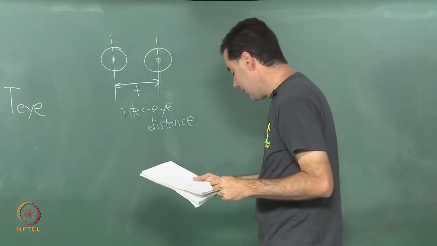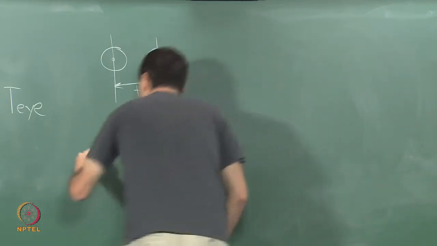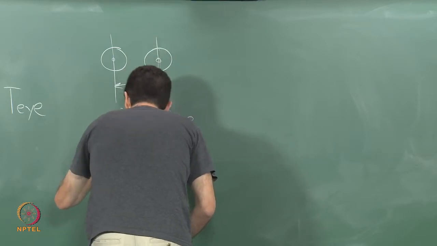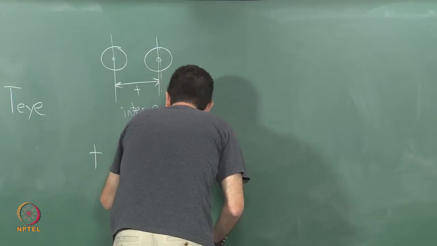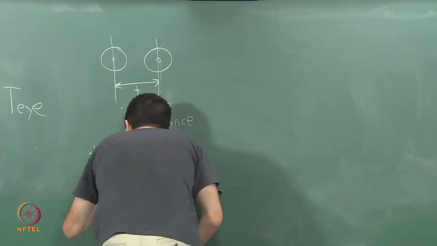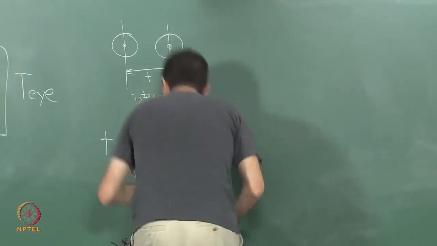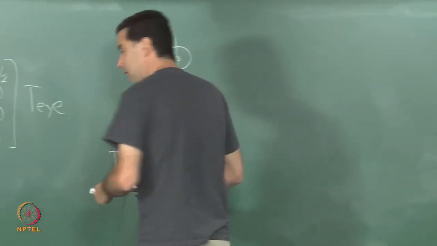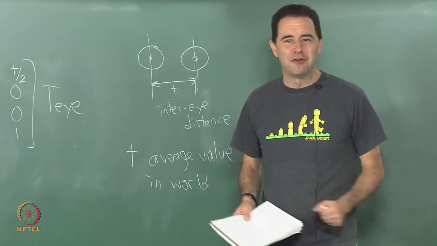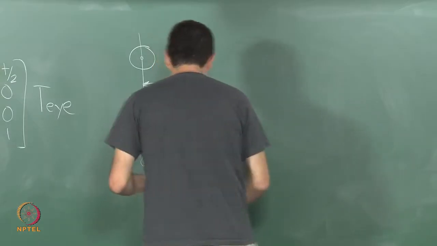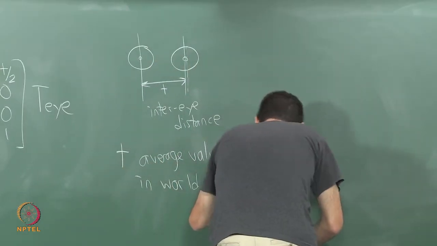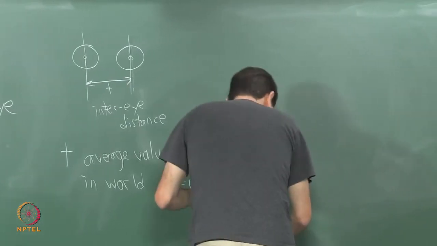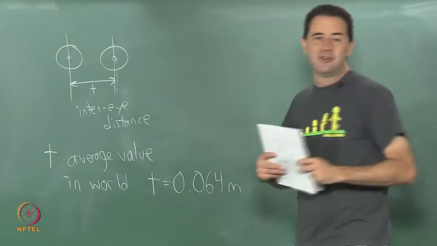So t is the inter-eye distance in the world. And if you're curious about the real world, the average value in the real world, on the earth, among humans, not among the monkeys running around on your campus, but among the humans, is equal to 0.064 meters, or 64 millimeters. So that's just an average.